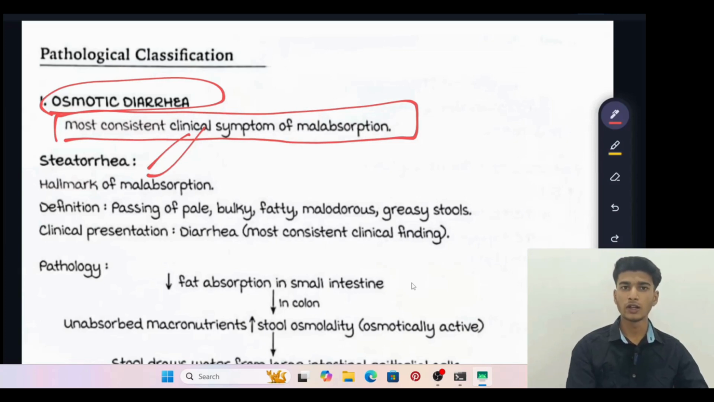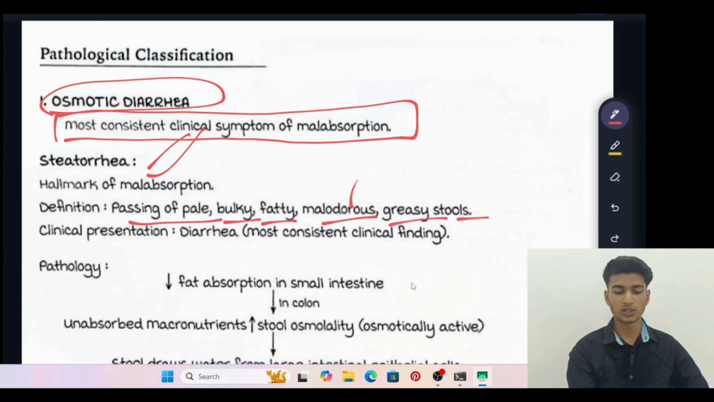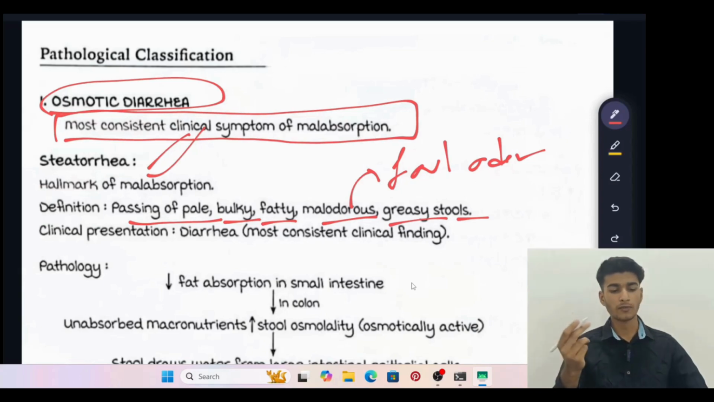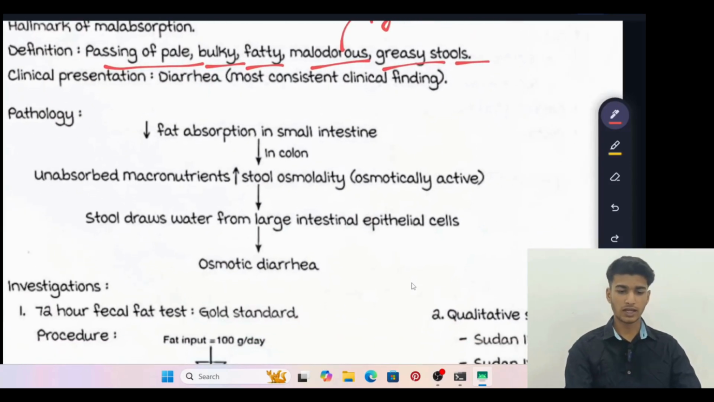So what is steatorrhea? How will you define steatorrhea? It is the passing of pale, bulky, fatty, malodorous, greasy stool. Malodorous means foul odor. Okay, it is referred to as steatorrhea, but the patient will not come to you and tell you that he is passing pale, bulky, malodorous, greasy stool. He will not tell you that. But if he tells you that he observes oil droplets inside the stool, then you can infer that it is steatorrhea.